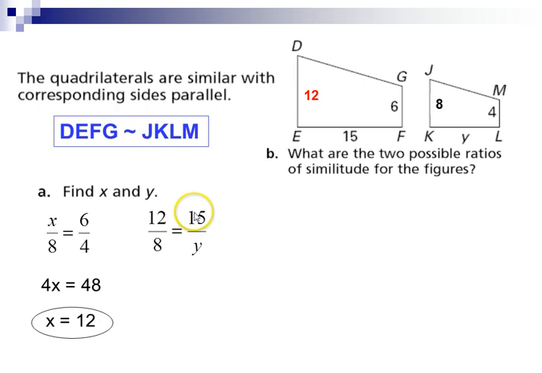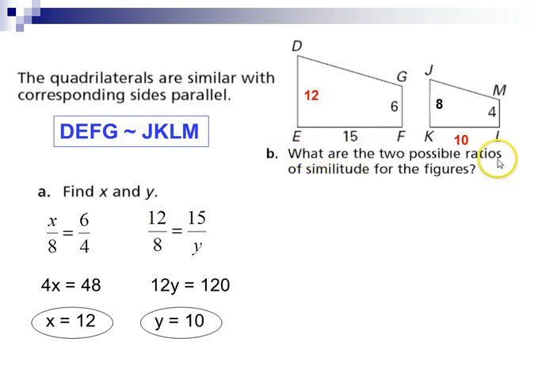So 12 to 8 is the same as 15 to y, and now we're in the same boat we were in with the previous proportion, where we can just cross multiply. 8 times 15, whatever that is, has to be the same as 12 times y. So this is the resulting equation we get. 120 comes from doing 8 times 15, and whatever that is has to be the same thing as 12 times y. So I'm going to divide both sides by 12, and you will find that y equals 10. So the value of y would be 10.